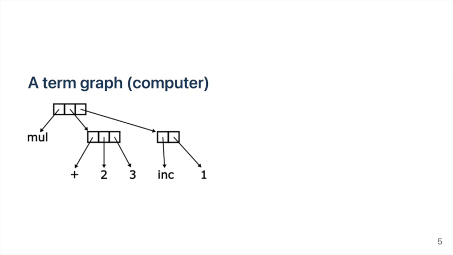Remember the mathematical representation of a term a few slides back. On this slide, we show a more computer-friendly or a bit more compact representation of that. Terms are either primitive objects or arrays of terms. What we still want to do is multiply the addition of 2 and 3 with the increment of 1.